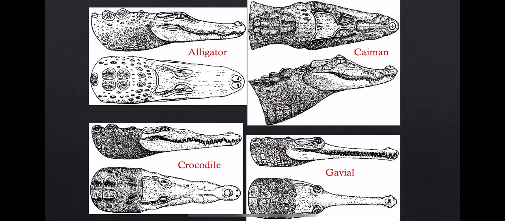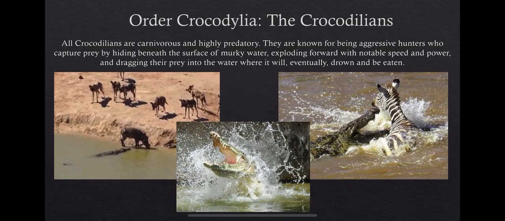So crocodilians are very predatory. They are very, very aggressive, and they are known for being sneaky hunters. They tend to live in murky waters, and they will hide just under the surface, wait for the prey to come close to the water's edge or into the water, and then use a very explosive forward momentum to grab onto that prey and drag them underwater, where they eventually drown and get eaten. So here are some photos of that for you. So again, you can see the murky waters. You can see the first picture there, the crocodilian waiting very patiently for its prey and then lunging forward.